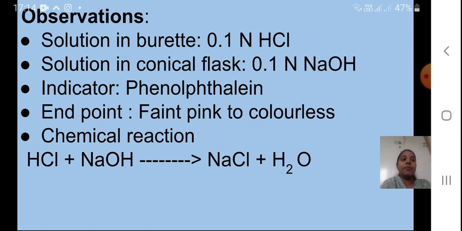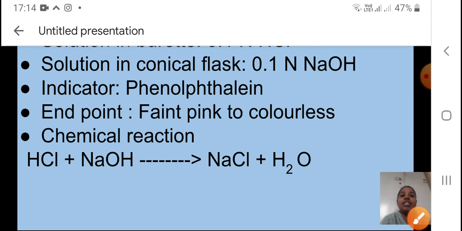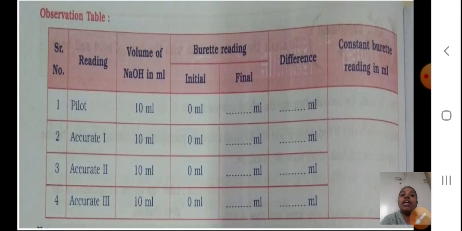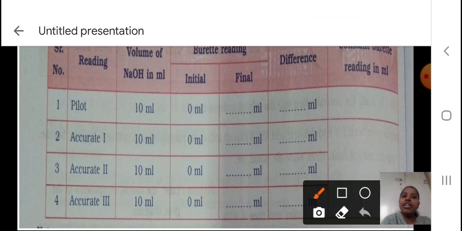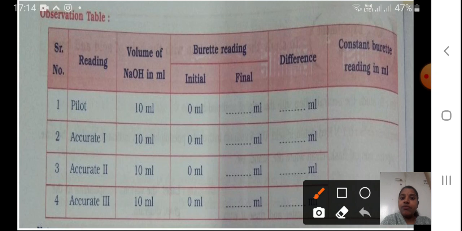We will see the next part, that is what is remaining, that is our observation table. Now this is the observation table which is given in your journal. See here, the pilot reading is written first. Then accurate 1, accurate 2, accurate 3. How much NaOH are we taking? Yes, we are taking 10 ml. Always the initial reading will be 0. Remember students, always you will write the initial reading 0.